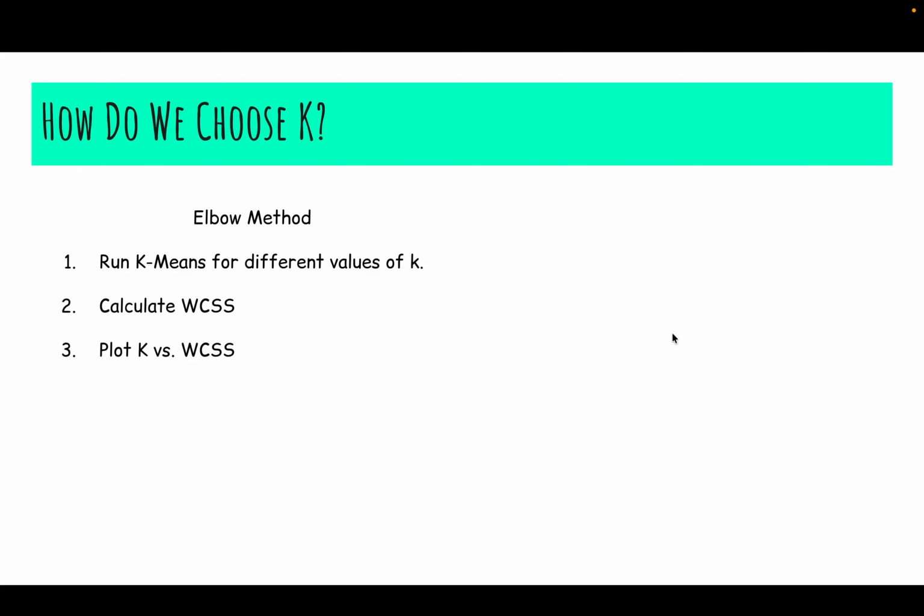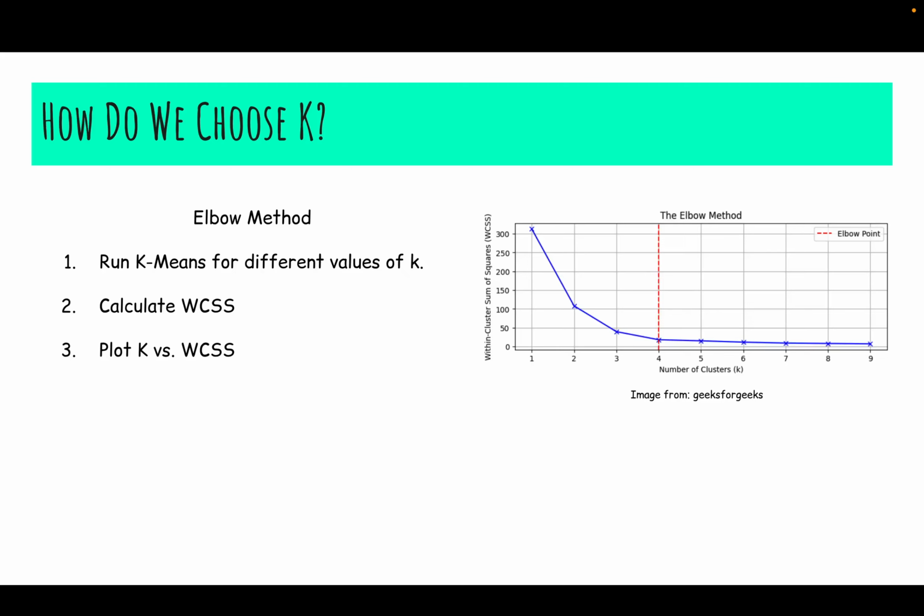When you plot k versus WCSS, you will see a graph as shown here, and you will notice that for different values of k, WCSS keeps changing or dropping. There comes a point where the WCSS doesn't change anymore and it remains saturated, and that specific point is known as the best choice for k. That elbow point is often the best choice for k.